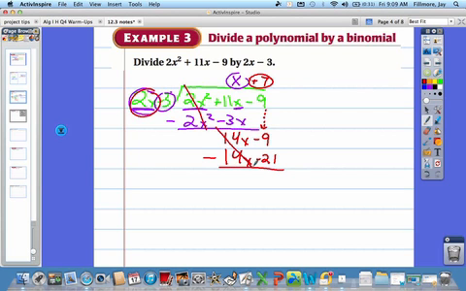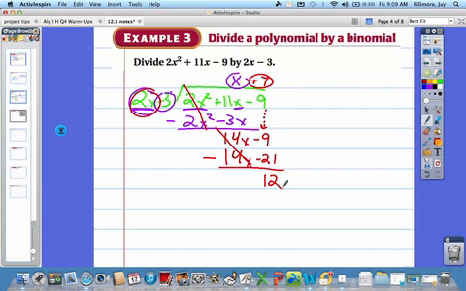We'll subtract these, they cancel. Negative 9 minus negative 21 is really negative 9 plus 21, which is going to give us an answer of 12. Uh-oh, we can't bring anything else down, so we have a remainder here.